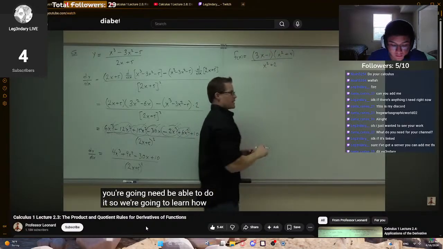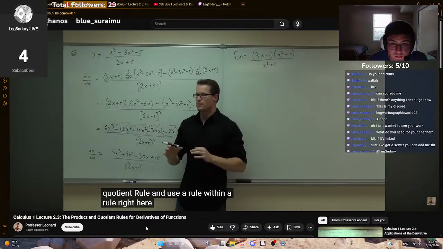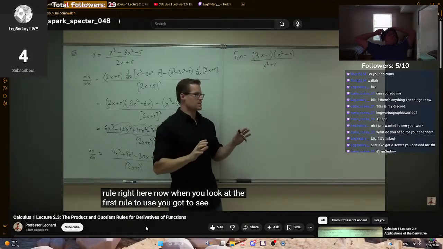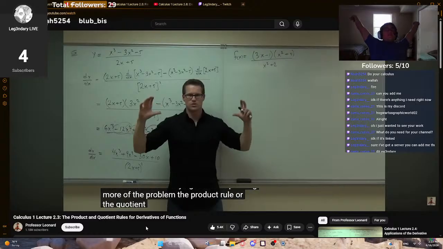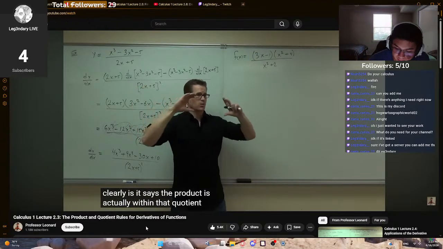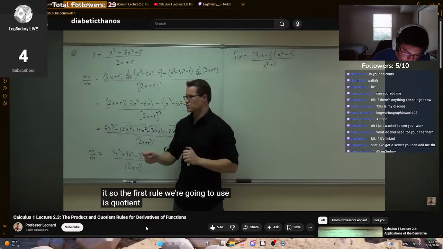So we're going to learn how to associate the product rule with the quotient rule and use a rule within a rule right here. When you look at the first rule to use, you got to see which one's overlined, encompassing more of the problem, the product rule or the quotient rule. The quotient rule clearly is. The product is actually within that quotient. Do you see it? So the first rule we're going to use is the quotient rule.